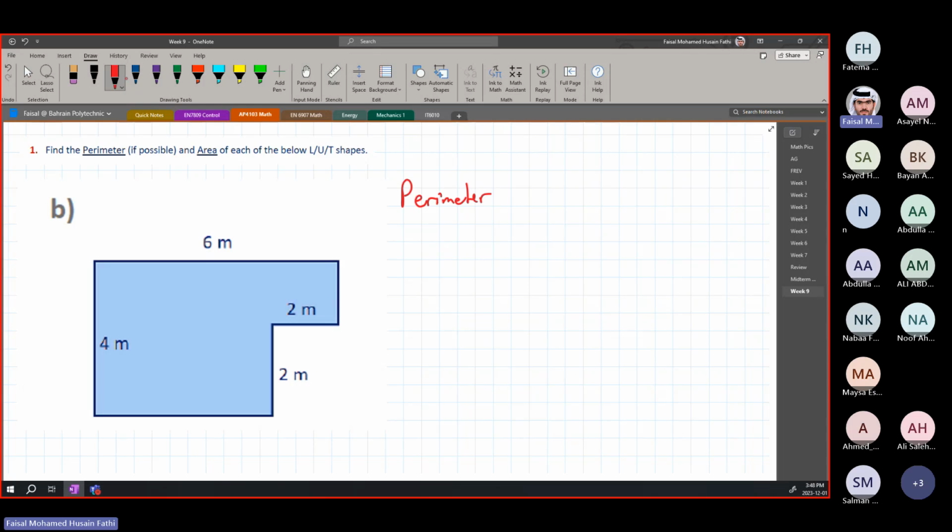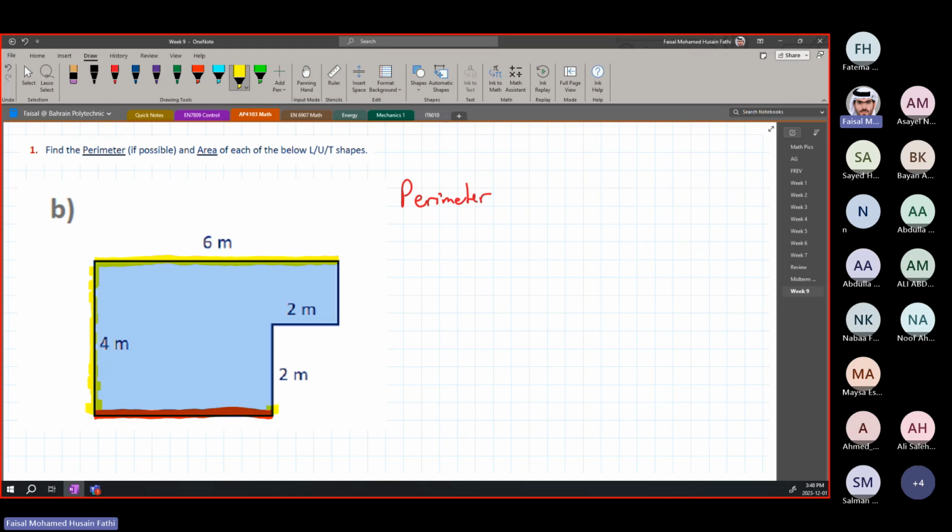Okay, so for the perimeter, we need to be able to add all these sides. I'm going to highlight the sides that we already have the dimensions of. In this case, we know that this is 6 meters. We have that. We know that this is all 4 meters. We have that. We don't have the bottom one. The bottom one we need to figure out, which is here in red. We don't have this one.